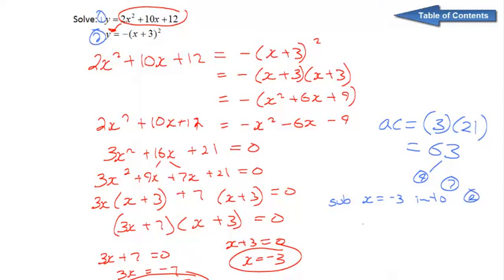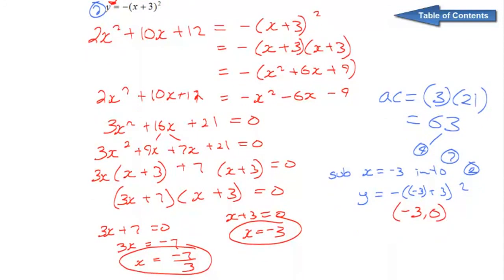So this gives me y is equal to negative, and I substitute in the negative 3, always use brackets, plus 3, all squared. Well, this works out quite nicely. Negative 3 plus 3 is just 0. 0 squared is 0, and 0 times negative, that's technically a negative 1, is 0. So we have a solution as negative 3 and 0, like so. Let's take a look at the other one.